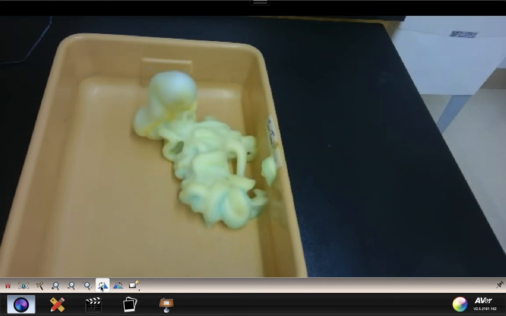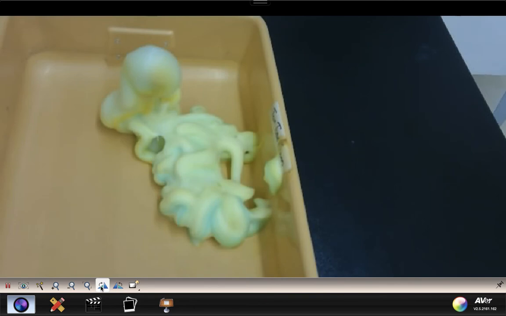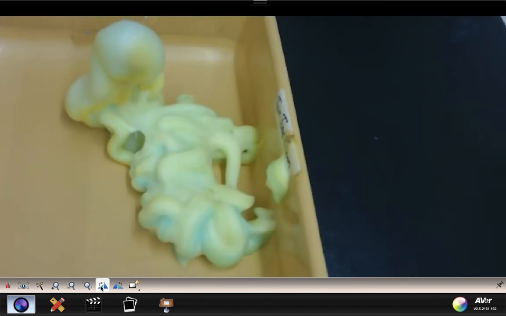Now, one thing you can't see very easily in this is that it continues to bubble. Maybe we can zoom in a little bit. Continues to bubble a little bit. It's still running for a little while. But it also gives off a little bit of steam. It's a very exothermic chemical reaction. It gives off a lot of heat in the process.